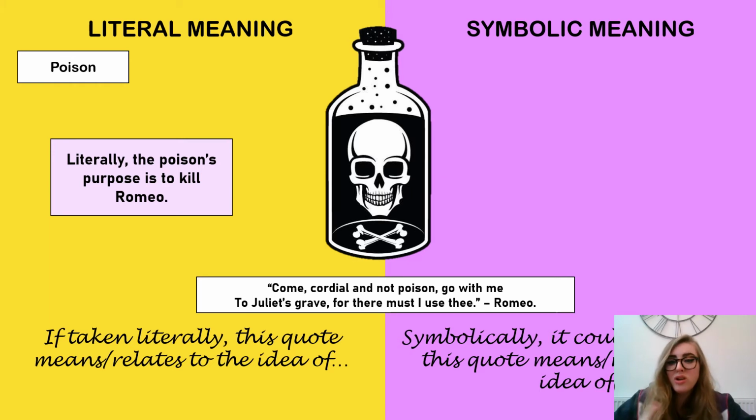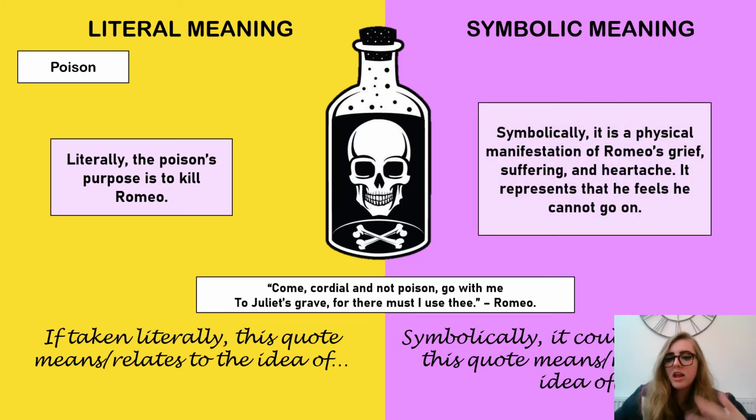He says this is cordial, just like juice, because he talks about the real poison in this world: how money corrupts people, and the corruption in the world. So for him, he doesn't see the poison as actual poison. But symbolically, it's a physical manifestation of Romeo's grief, suffering, and heartache. It represents that he feels he cannot go on, which this poison really represents.